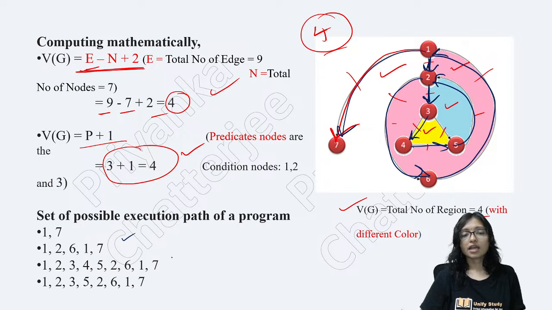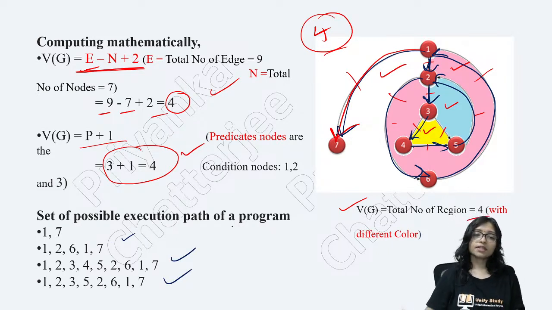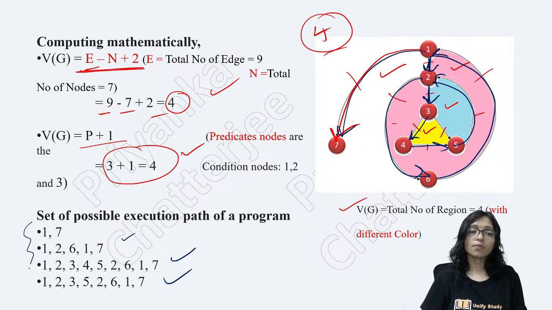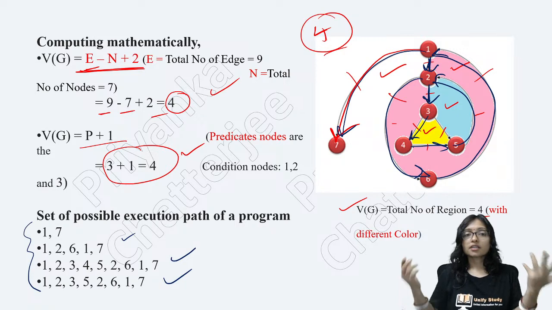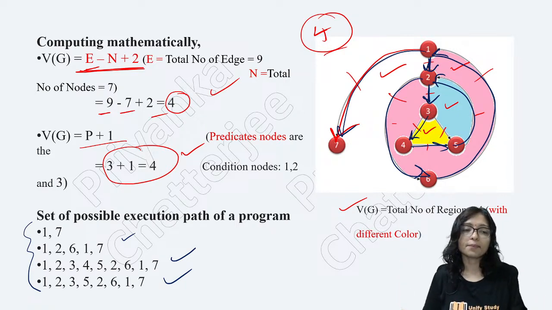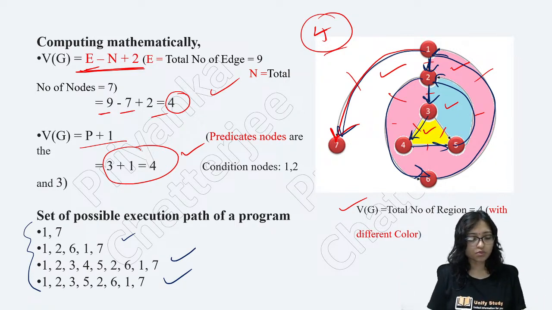This is one. Another one is this one. Another one is this one. These are all the possibilities. In all these possibilities I can reach from my start to end. That is my cyclomatic complexity. And which one is the lowest one? Smallest one is this one. Largest one is this one.